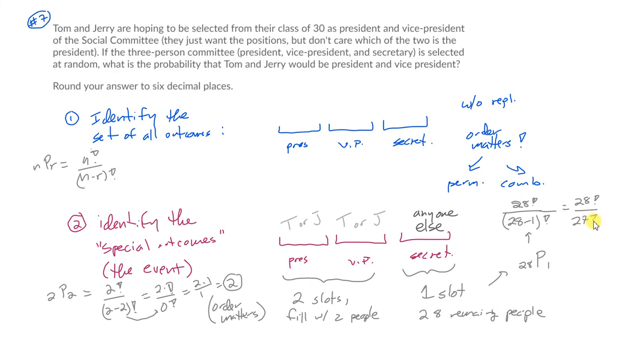Now you could do that on your calculator, but you should be able to solve that just by hand really fast. What is 28 factorial? I'm running out of room here, but it's 28, 27, 26, 25, all the way down to 1. 27 factorial looks like this. Okay, so these all cancel. You're left with 28.